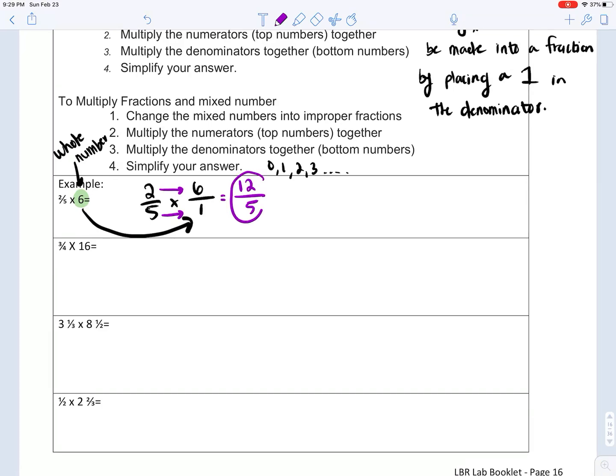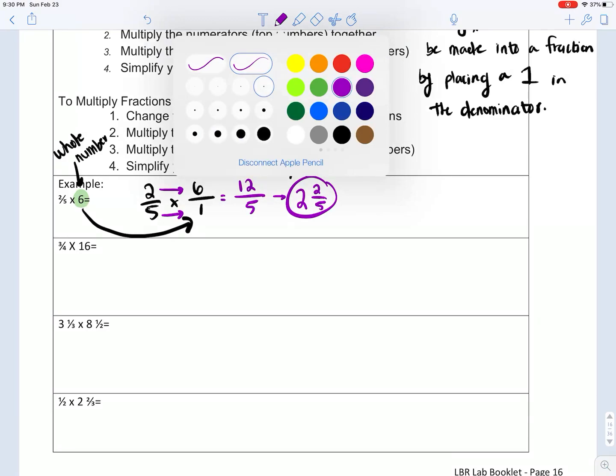Now, I want to say that 12/5 is okay, but I think we're going to go that extra mile and simplify this. Okay, so we need to simplify 12/5 because that is not simplified. It is an improper fraction. So how many times does 5 go into 12? Well, I know that is 2 times. So I have 2 wholes. Well, what's the remainder? Well, 2 times 5 is 10, and then 12 minus 10. Oh, so I have 2 left over. So I have 2 and 2/5, and that is my final answer.